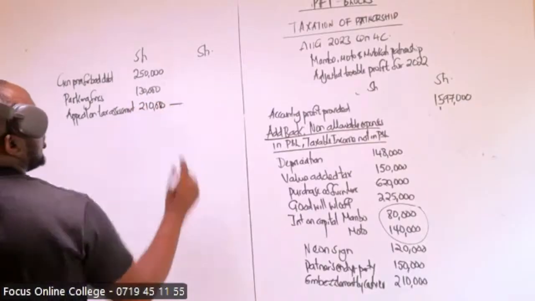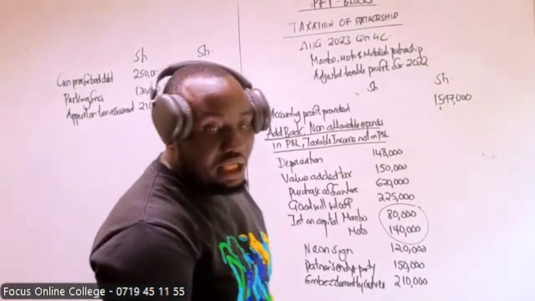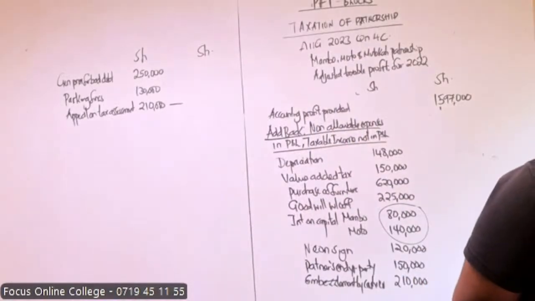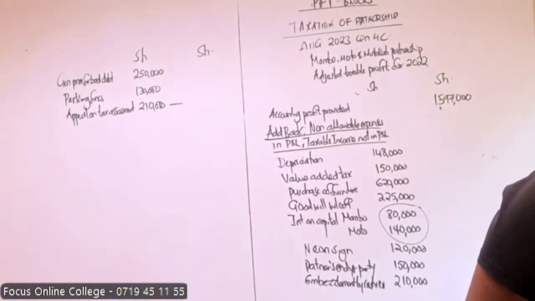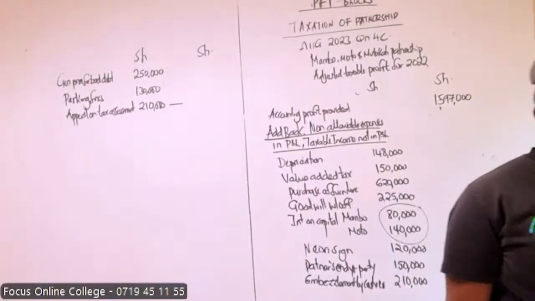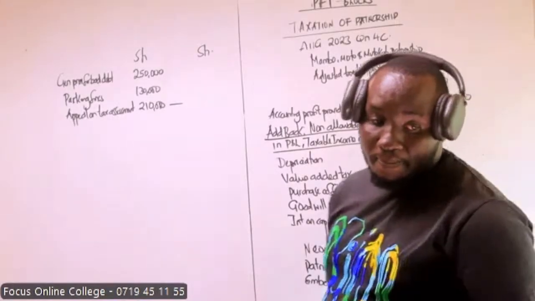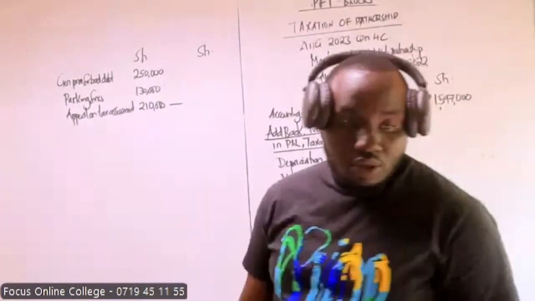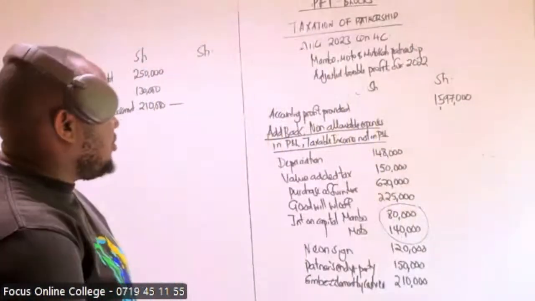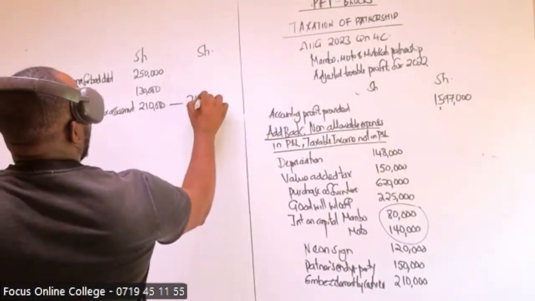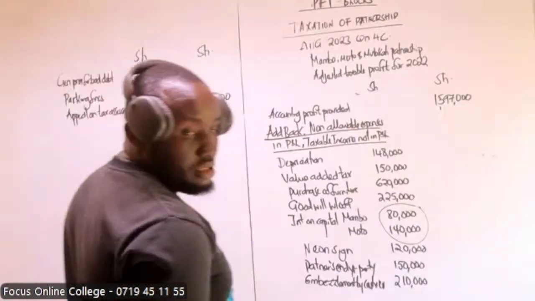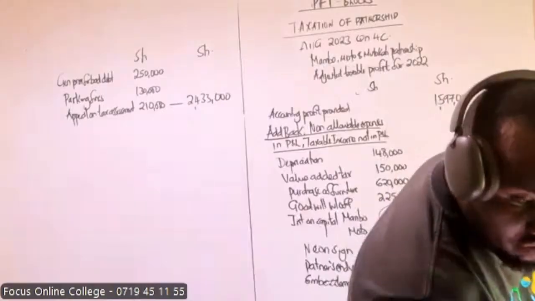So get for me the total non-allowable expenses. What is the total non-allowable expenses? If you add them, you have 2,433. So that is okay. Can somebody confirm that?